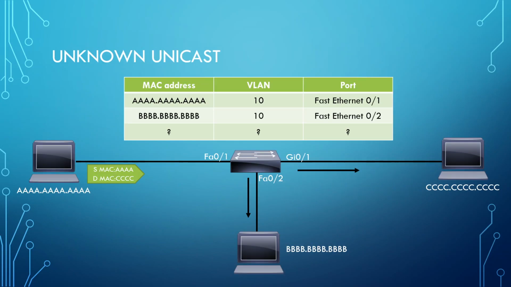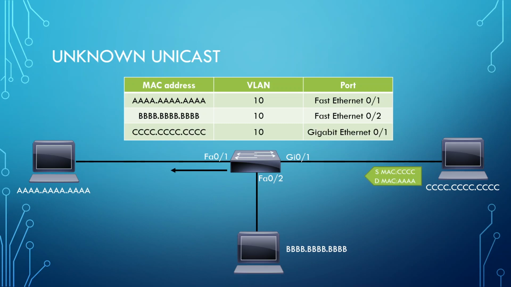The way that works, imagine the device AAAA wants to communicate with the device CCCC. For whatever reason, when the switch receives that frame, it looks at the destination MAC address and it doesn't have an entry in its MAC address table. What does the switch do then? Because the switch doesn't know how to reach that destination MAC address specifically, it will say, I'm going to forward this frame out all of my ports apart from the port I received this frame on, because chances are if I do that, that frame will eventually reach the correct destination device.